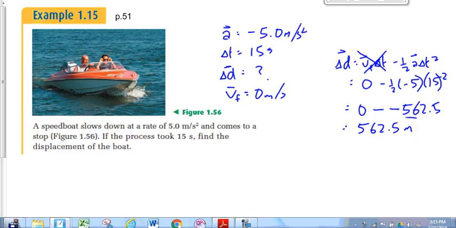And really, it should be a positive number, right? Which way is the boat going? In the positive direction. The displacement should be a positive value. Even though it's slowing down, the displacement should be positive because you're not going in the opposite direction when you're slowing down. 562.5.